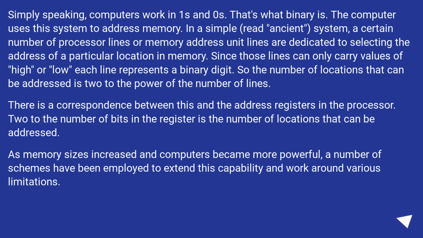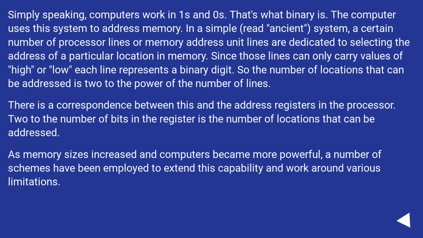Simply speaking, computers work in ones and zeros. That's what binary is. The computer uses this system to address memory. In a simple, read ancient, system, a certain number of processor lines or memory address unit lines are dedicated to selecting the address of a particular location in memory. Since those lines can only carry values of high or low, each line represents a binary digit. So the number of locations that can be addressed is 2 to the power of the number of lines.